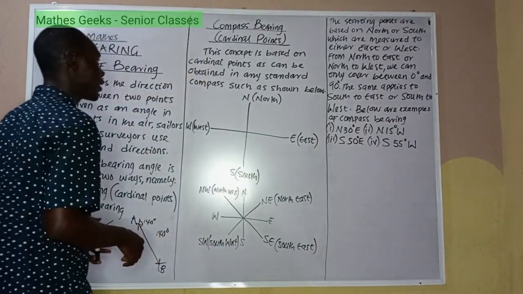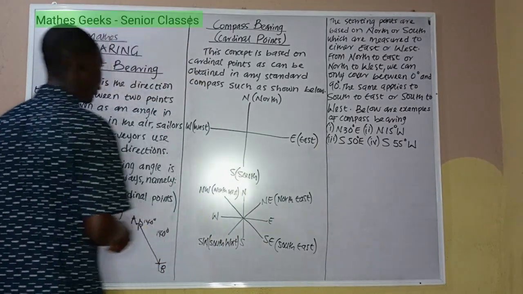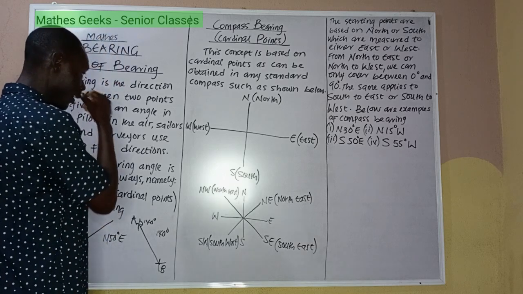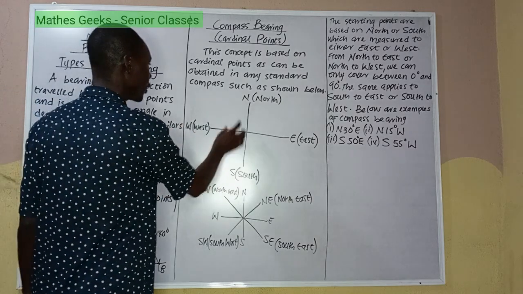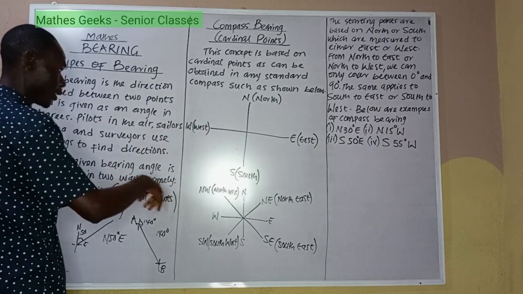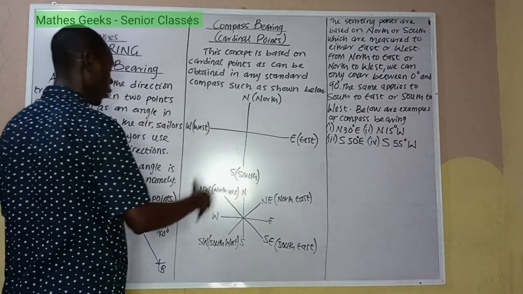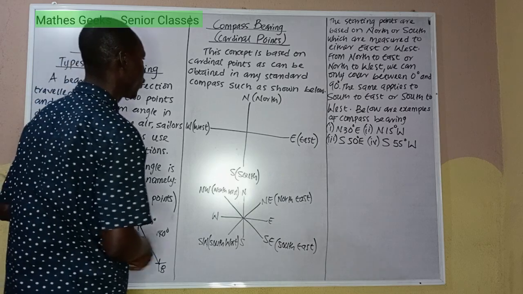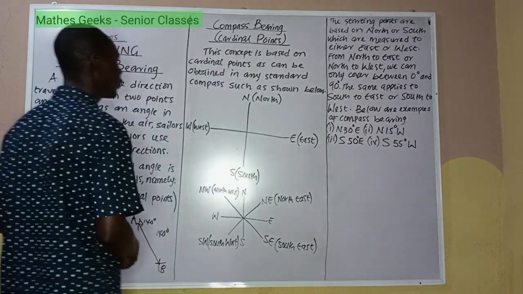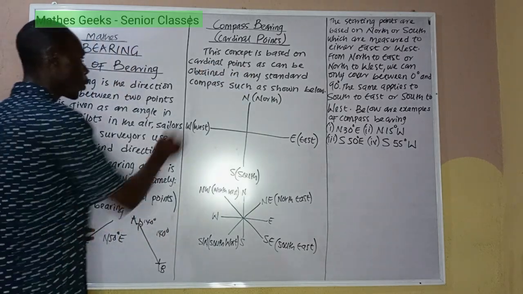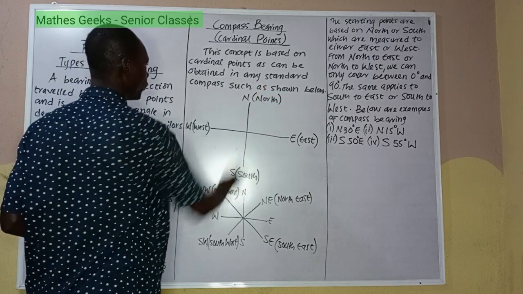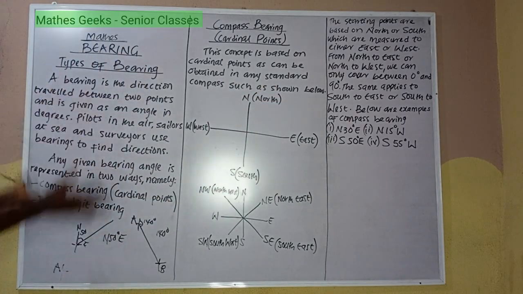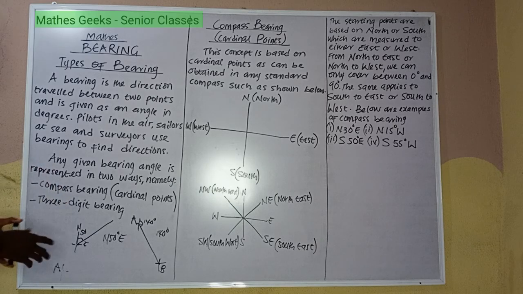Compass bearing is also known as cardinal points or cardinal bearing because it is basically based on the compass, the notations on the compass. So the compass is used to get the directions. This concept is based on cardinal points as can be obtained in any standard compass, such as shown below.